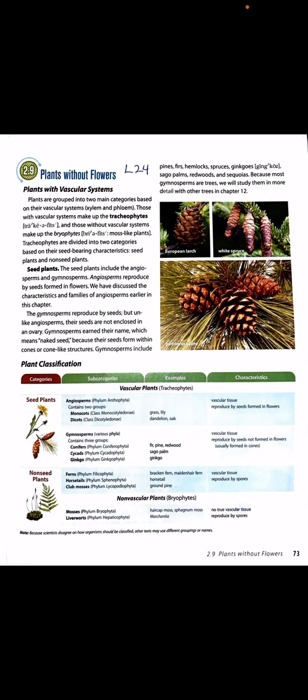The gymnosperms reproduce by seeds, but unlike angiosperms, their seeds are not enclosed in an ovary. Gymnosperms earned their name, which means naked seed, because their seeds form within cones or cone-like structures. Gymnosperms include pines, firs, hemlocks, spruces, ginkgos, sago palms, redwoods, and sequoias. Because most gymnosperms are trees, we will study them in more detail with other trees in Chapter 12.